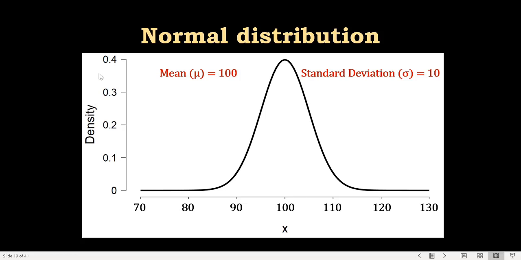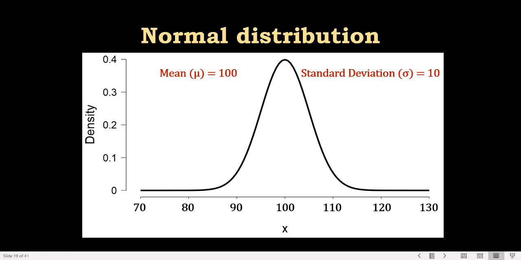We are not going to explain in detail the concept of probability density. Suffice it to say that the higher the value on the y-axis, the higher the probability. So in this case, 100, which is the mean, is the most probable value, because the point that connects 100 to the y-axis is the highest on the curve.